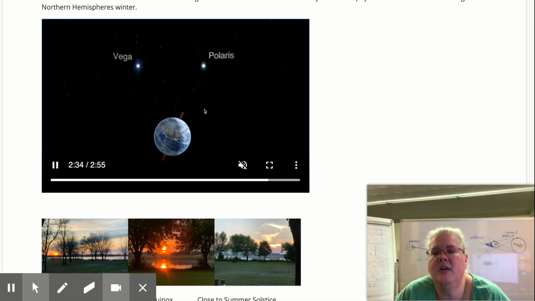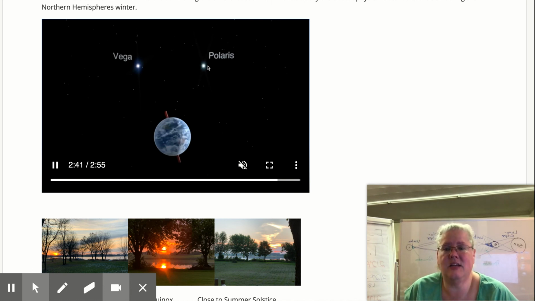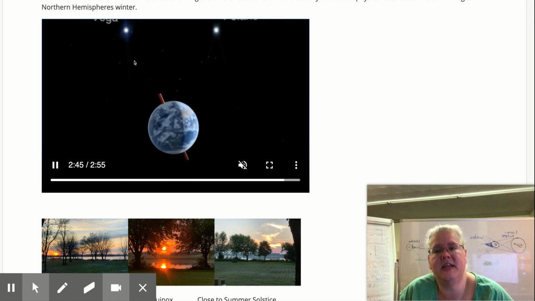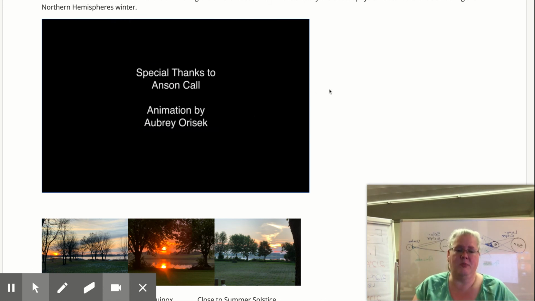All right. The other thing it's going to show you is that right now, our rotation, our axis, is pointed towards Polaris. When it goes as far as it can the other way, Vega will actually be our North Star.